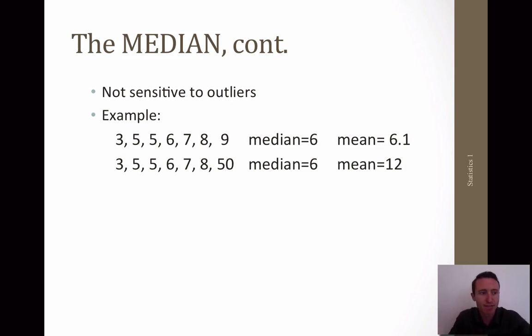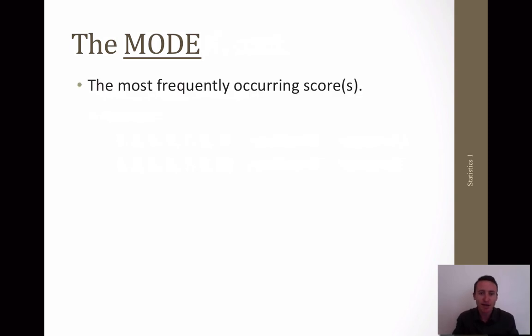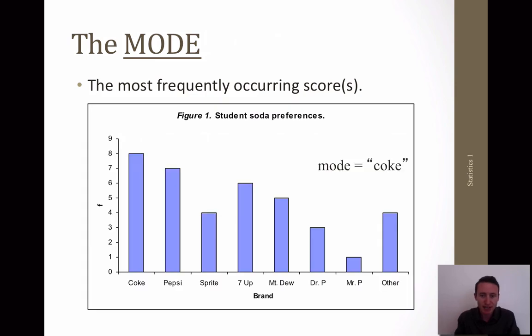All right, so finally the mode. The mode is the easiest to calculate. The mode is simply the most frequently occurring score. So here we have this histogram of student soda preferences, and more students preferred Coke than any other brand of soda in this data, and so Coke is the mode. Coke occurs more than any other value.